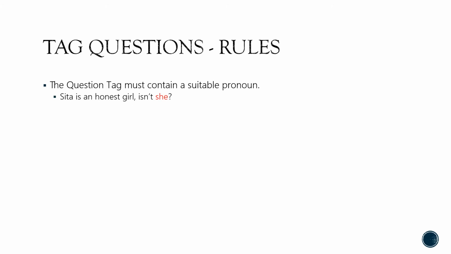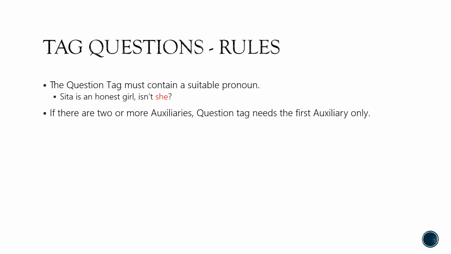Come, let's move on. If there are two or more auxiliaries, the question tag needs the first auxiliary only. See, in this sentence, he would be doing it, wouldn't he? Notice the two auxiliaries there. If in a sentence there are two auxiliaries, you use the first one. That's enough. Okay, let's move on.